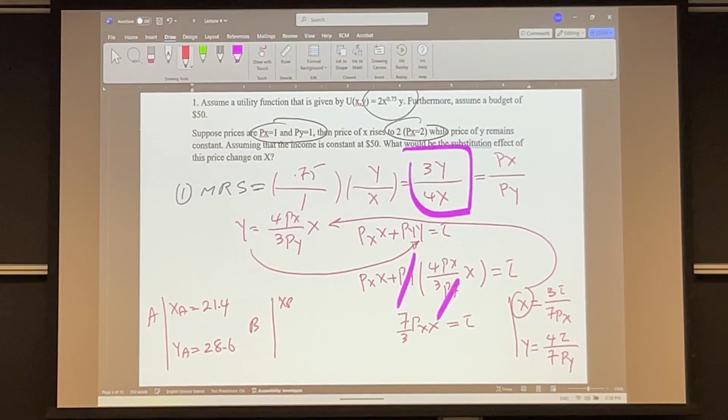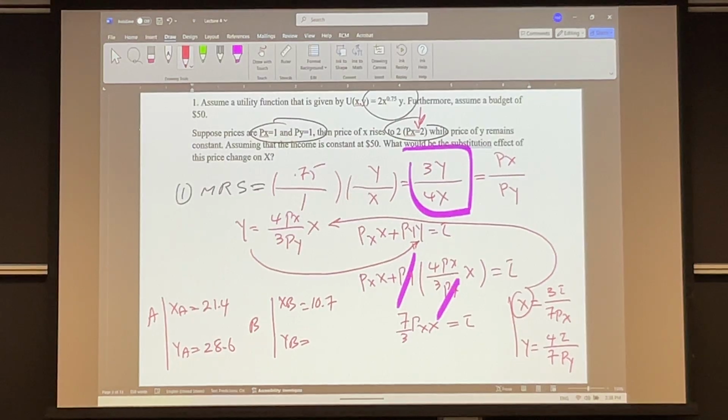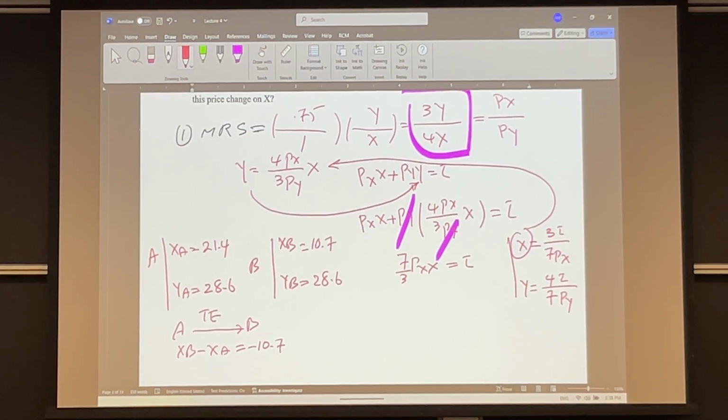Bundle B is when the price goes to 2. So now you have 150, 14. That should be half of this one. 10.7, and Y should remain the same. Right? Make sense? A to B, which we can observe, that's the total effect of the price change, in this case, minus 10.7. Okay? That's the total effect of the price change.